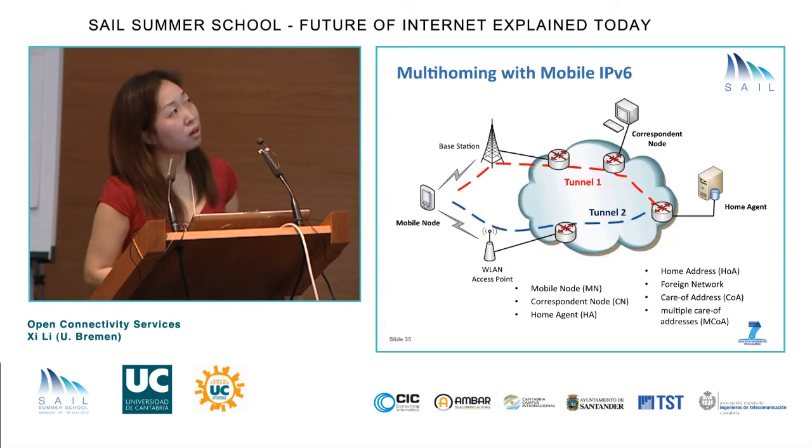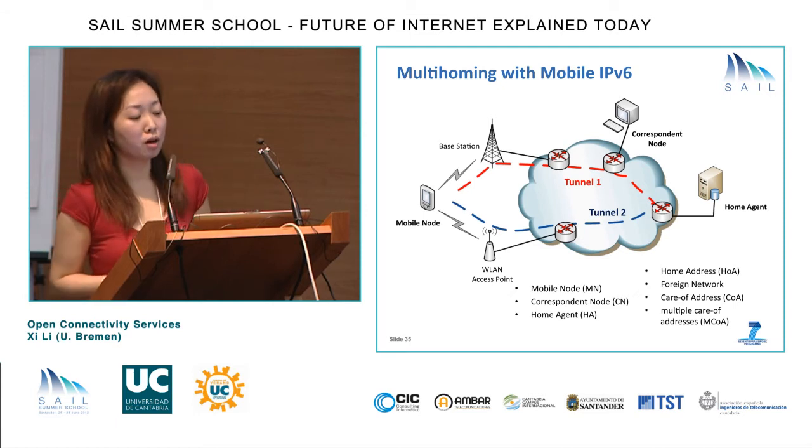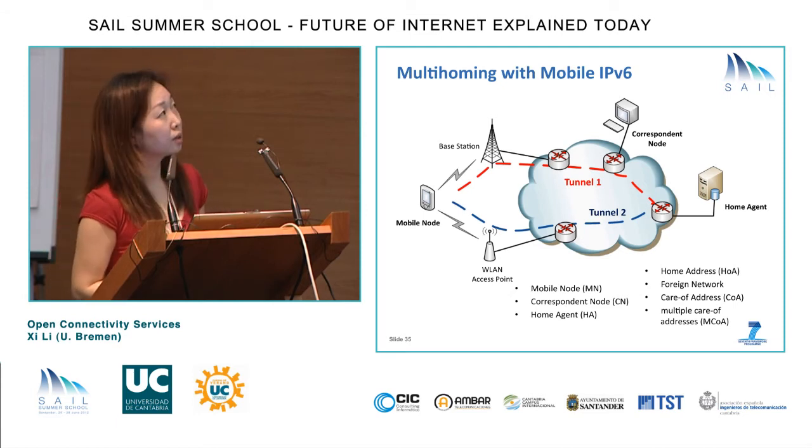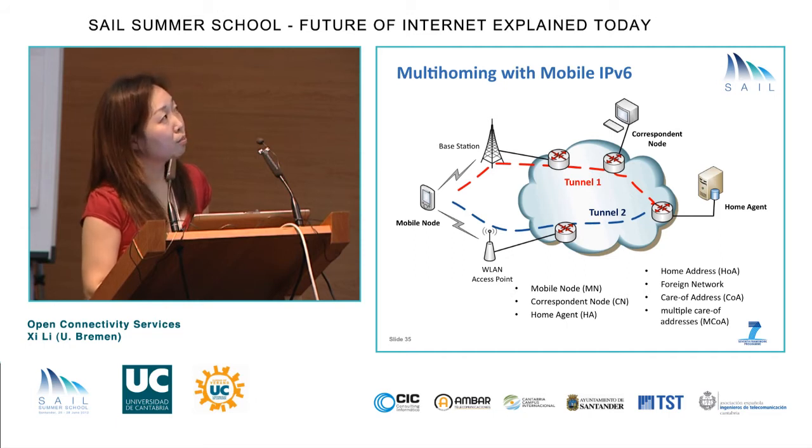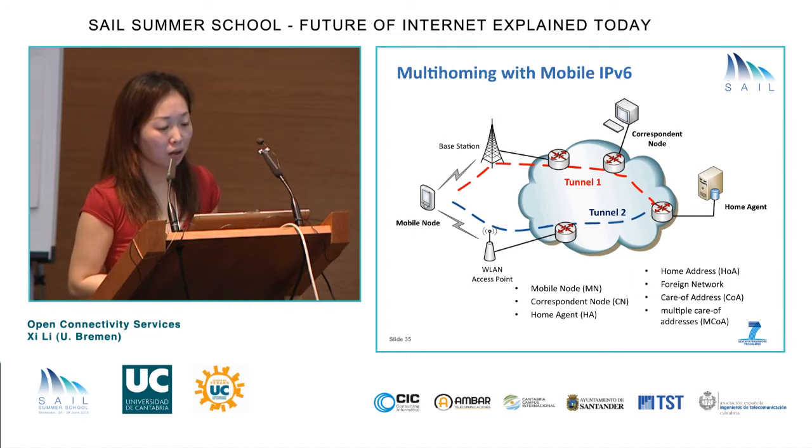So here you can see an example of using multi-homing with Mobile IPv6. Here the mobile node is communicating with the peer communication node, which is also called the corresponding node, via two different paths. One path is over the mobile network, by connecting the mobile node with the base station. The other path is by wireless LAN, by connecting the mobile node with the wireless LAN access point.